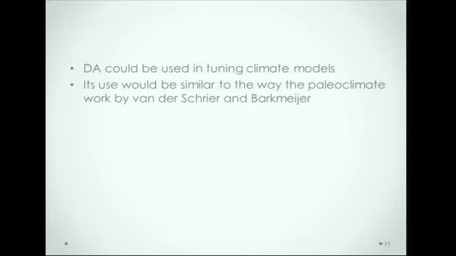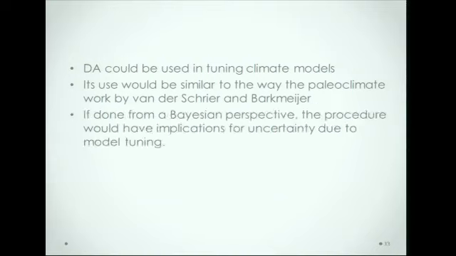In a way, its use would be similar to the way that the paleoclimate work of von der Schreer and Bachmeier works, because you're plugging in some data which corresponds to the phenomenon that you think your model should be capturing, and you are then running the model and assimilating that data and seeing what comes out. At the same time, you're going to get some idea of the uncertainty that's come from these two different pieces of the operation, running the model and doing the tuning based on these observations. Okay? So again, it's absolutely critical to take the Bayesian perspective on this.